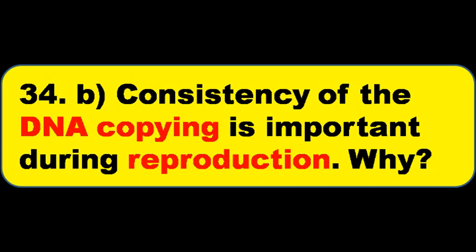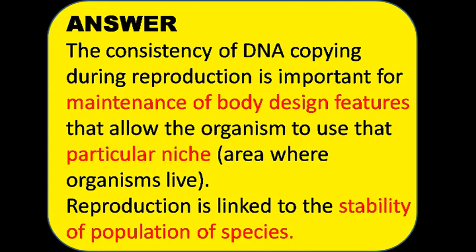Consistency of the DNA copying is important during reproduction. Why? The consistency of DNA copying during reproduction is important for maintenance of body design features that allow the organism to use that particular niche. Niche means area where organisms live. Reproduction is linked to the stability of population of species.